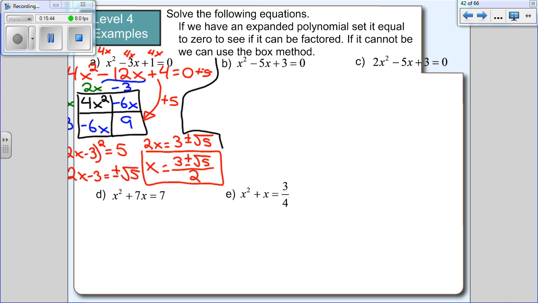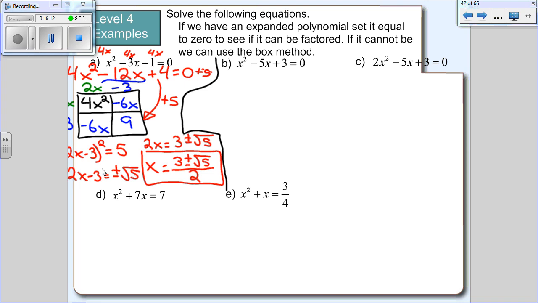I have a quadratic. The question is to solve the quadratic. What's the best way to solve a quadratic? Factoring. Factoring is always the best way to solve a quadratic. Always the easiest. You can see how hard these box method questions are going to be getting, right? So if you can factor, factor.